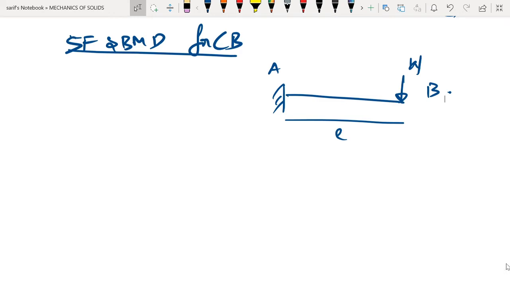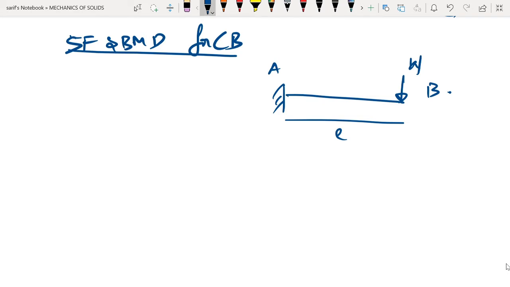In this lecture, we are going to continue with our discussions on shear force and bending moment diagram. We will be dealing with three cases today. First one is a cantilever beam subjected to a concentrated load at its free end.